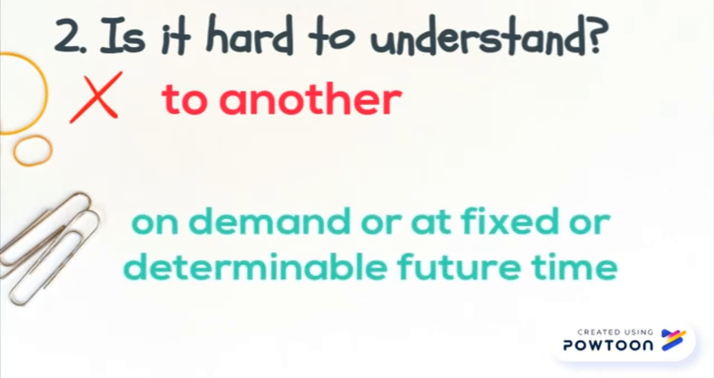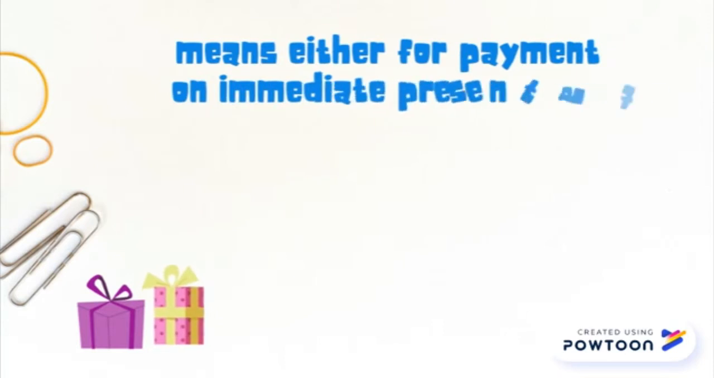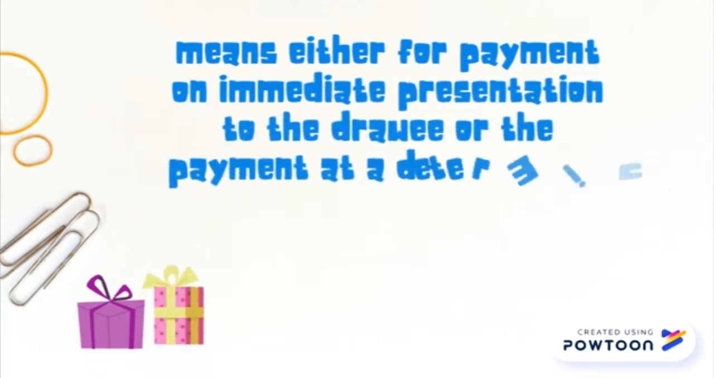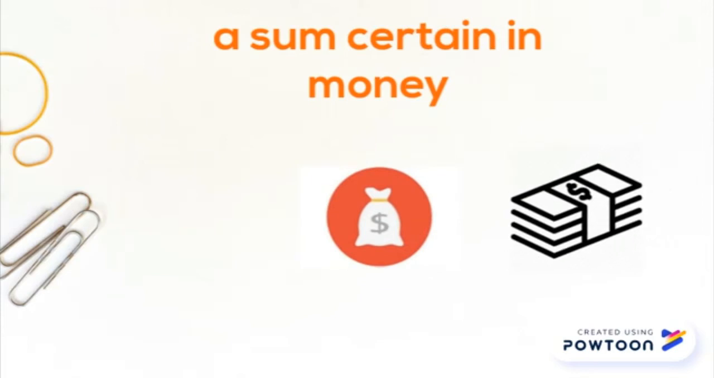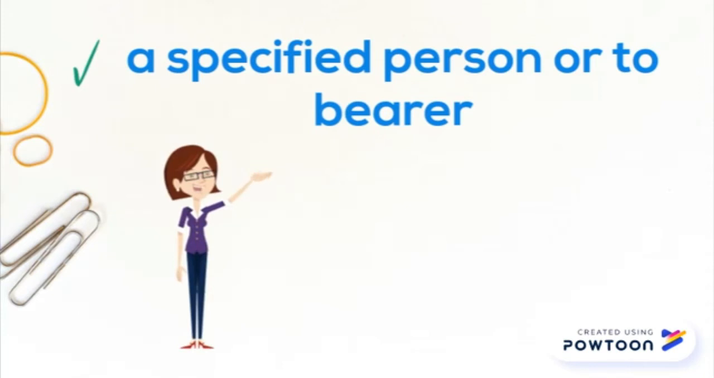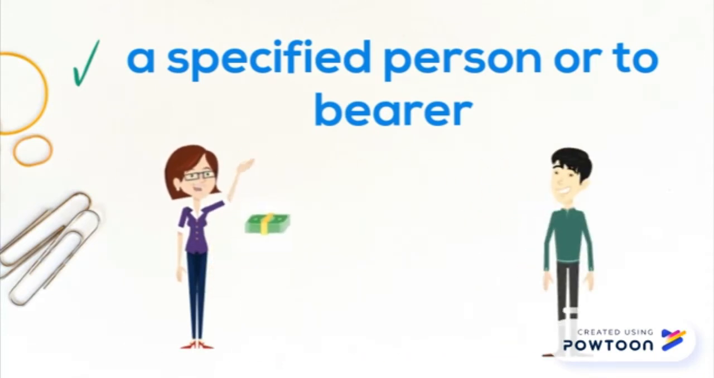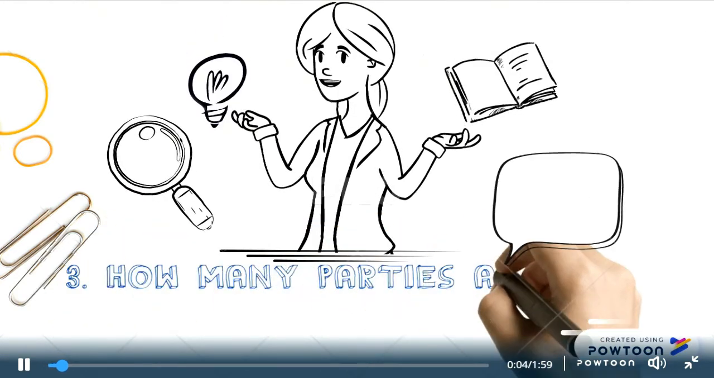The fifth, on demand or at a fixed or determinable future time, means either for payment on immediate presentation to the drawee or payment at a determinable due date. The sixth, a sum certain in money, effectively means that the draft is to be issued for a sum of legal tender, including foreign currency. The seventh, a specific person or to bearer, is either the named payee or the person holding it if payable to bearer.